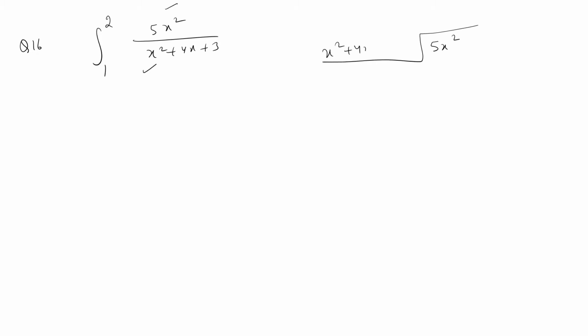Now question number 16 here is saying integral 5x square upon x square plus 4x plus 3. As soon as you come to know that the degree of numerator is same as degree of denominator, let us divide. No need to think for anything else except this. So it is 5x square plus 20x plus 15, minus, minus, minus. So this is minus 20x minus 15.